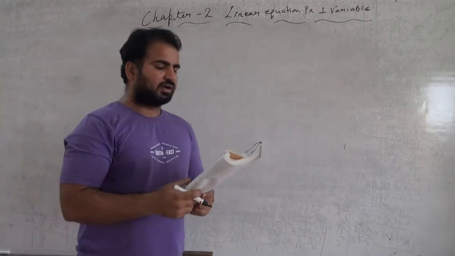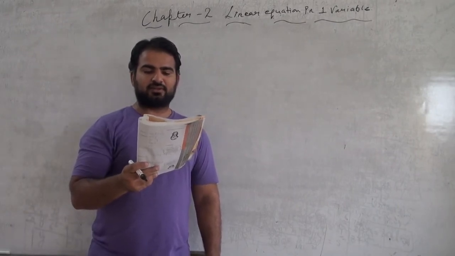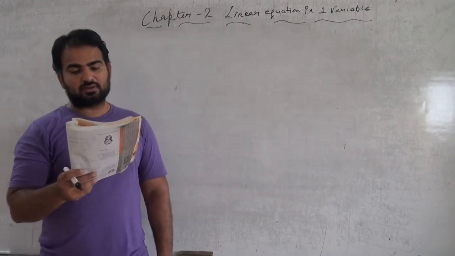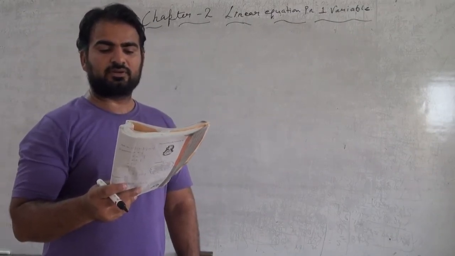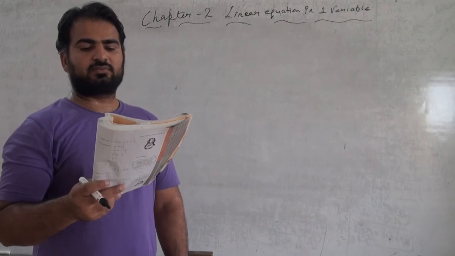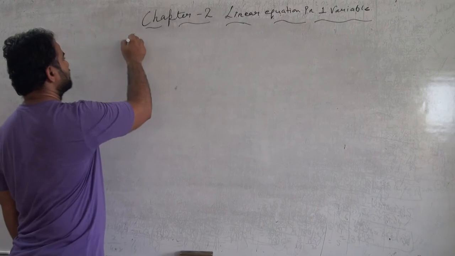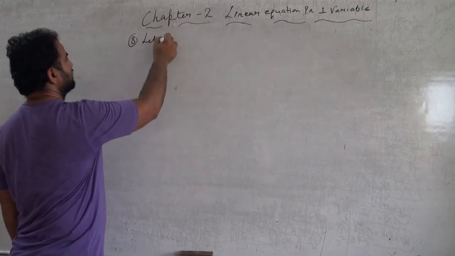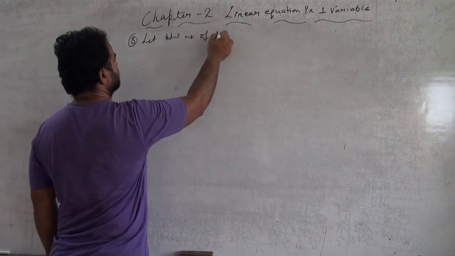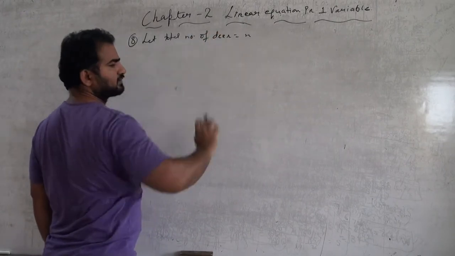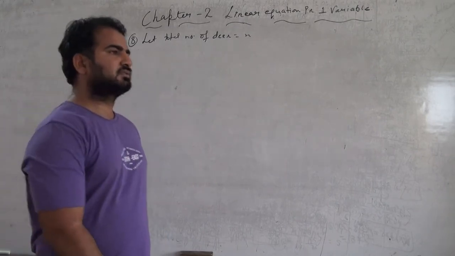Half of the herd of deer are grazing in the field and 3/4 of the remaining are playing nearby. The rest 9 are drinking water from the pond. Find the number of deer in the herd. So class, what you have to do is, question number 8, let total number of deer equals to x.